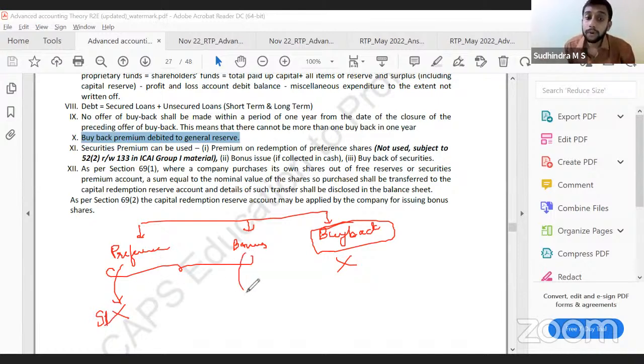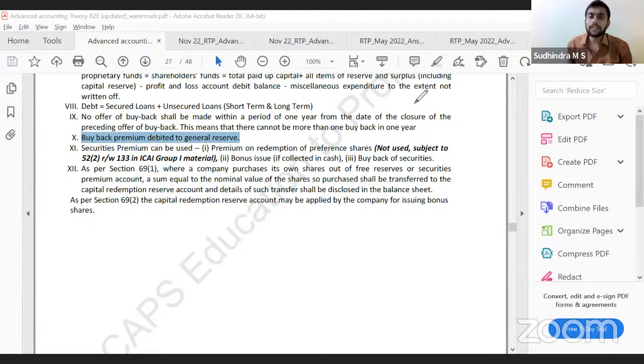With regard to bonus issue, there are 2 things. In case of a listed company, bonus issue can be done only if it is collected in cash. Yes, only if it is collected in cash. These are the restrictions that are there. But in buyback, we need not bother about that.